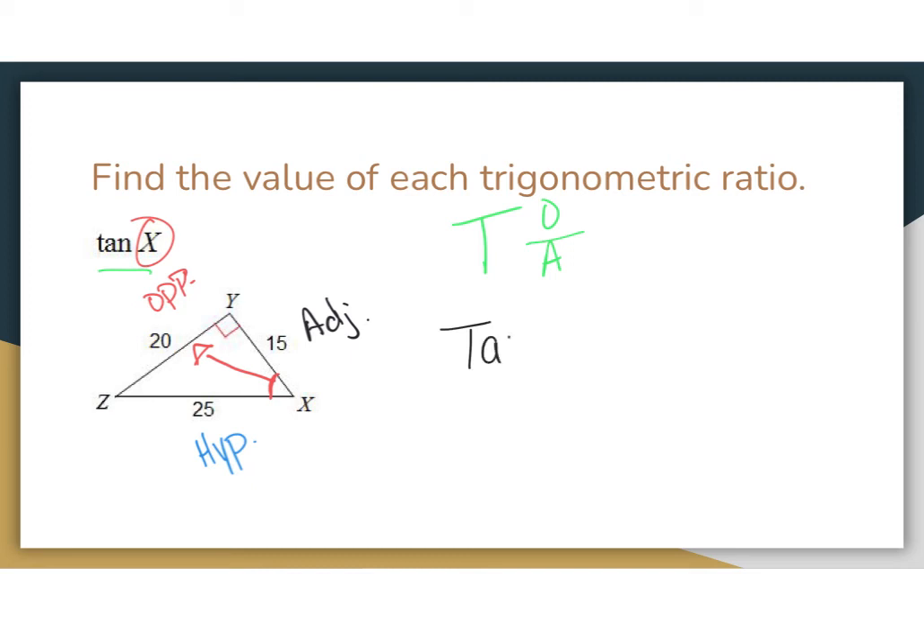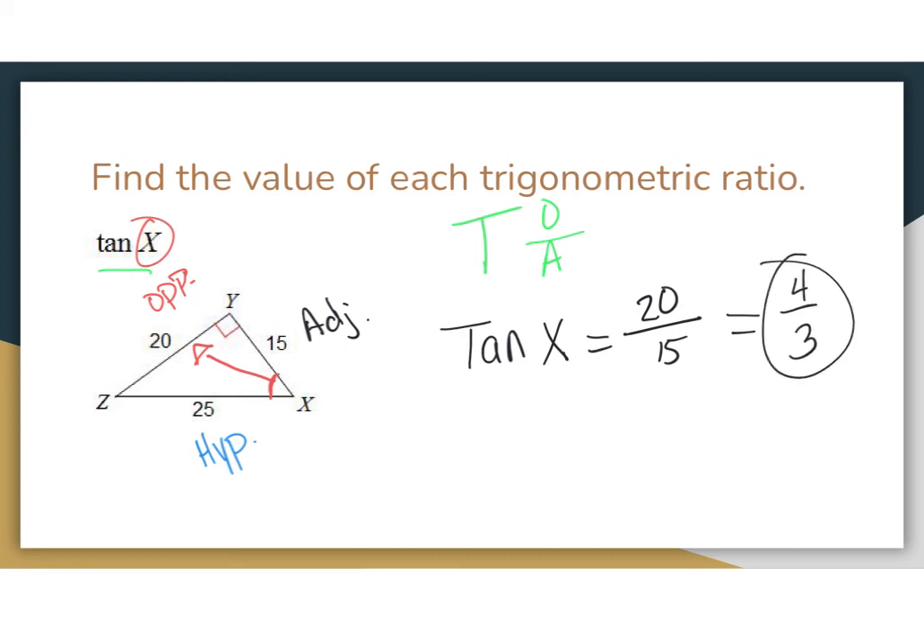My tangent could actually be greater than 1. So I'm going to fill in. Tangent of x is going to equal opposite over adjacent, which is 20 over 15. So I'm going to simplify this ratio. And I'm going to leave it as an improper fraction. Do not write this as a mixed number, because the improper fraction is actually more useful for us down the line in the future.